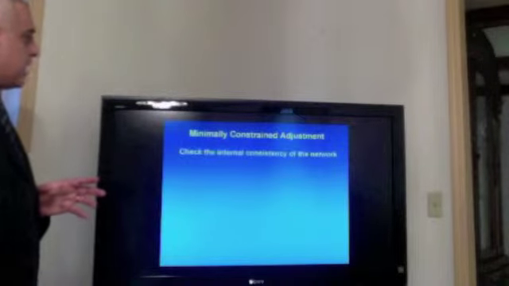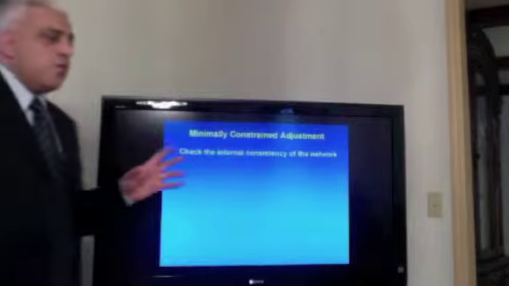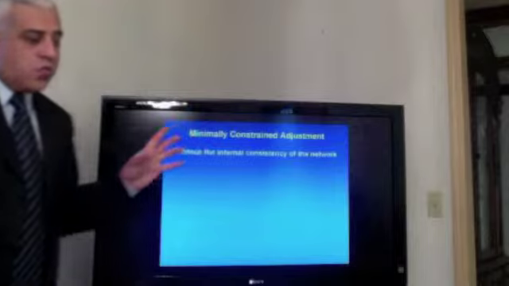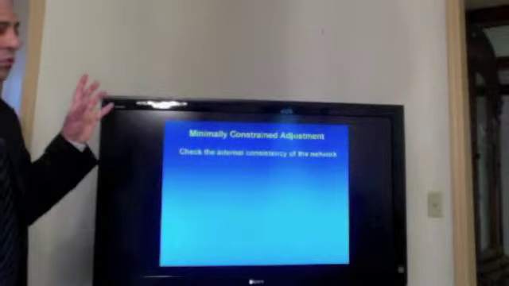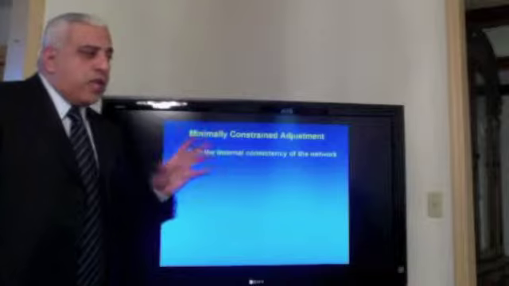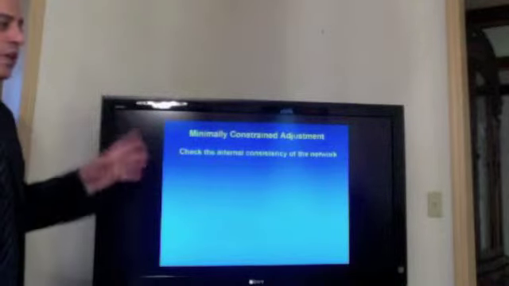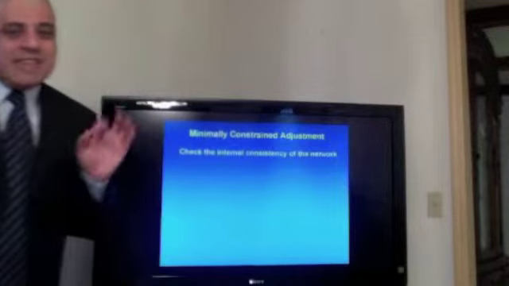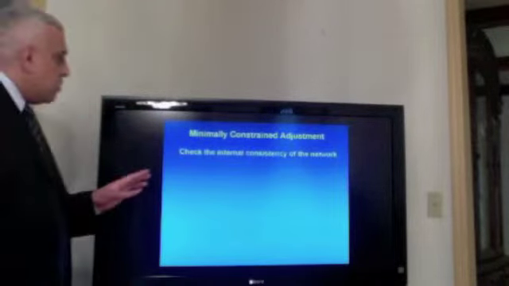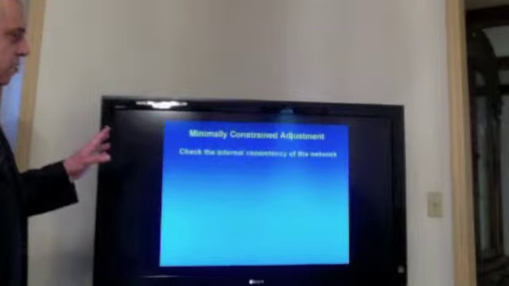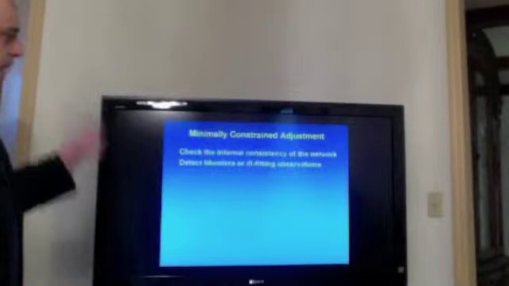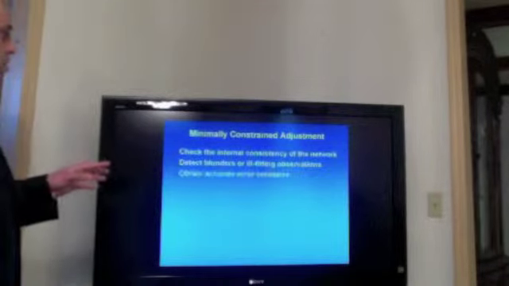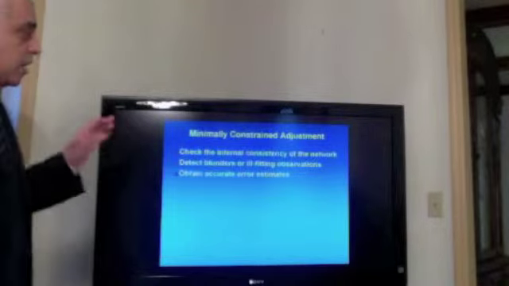You can see from the name that it's a free adjustment, which means that there is no fixation, no holding of any control, NGS monument, or even the newly established coordinate. We are doing a free least squares adjustment. The main task here is to check the internal consistency of the network and detect the blunders, or what we call ill-fitting observations, and also to obtain accurate error estimates.